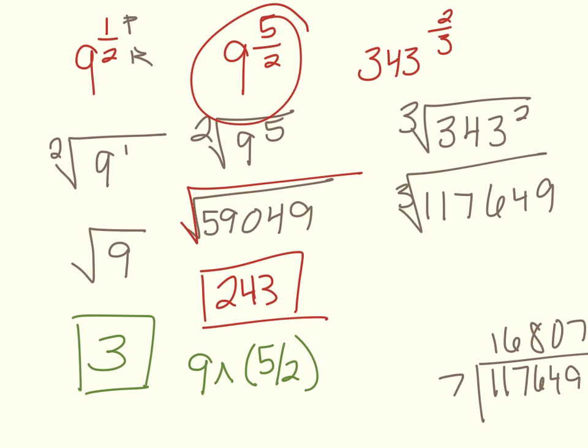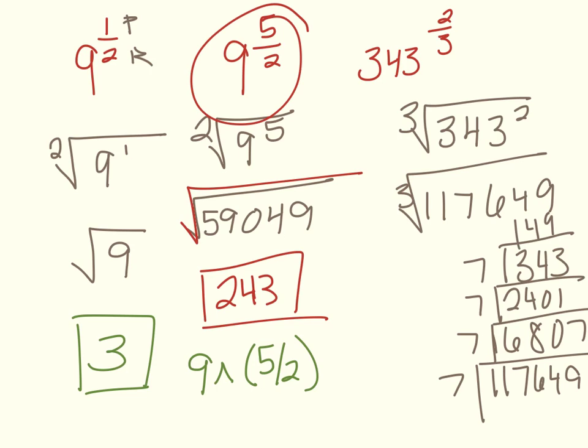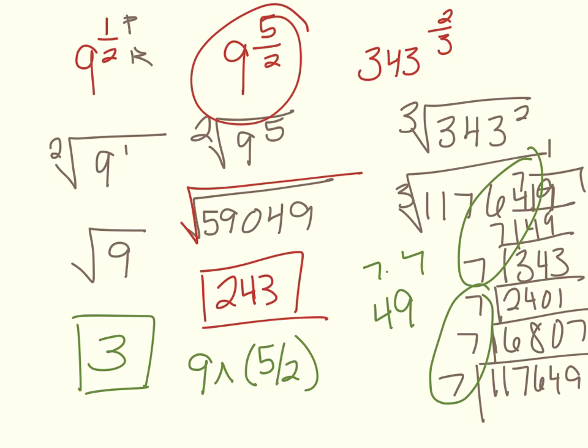16,807. Let's see if it's divisible by 7 again. Sure is. 2,401. Is it divisible by 7 again? Sure is. 343. Divided by 7 is 49. Divided by 7 is 7. And 7 divided by 7 is 1. So let's see if we can get this. We have a group of 7s, a group of 7s, because we have to put them in groups of 3. And 7 times 7 is 49.